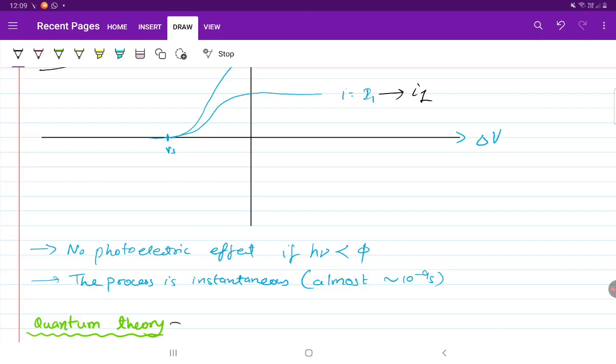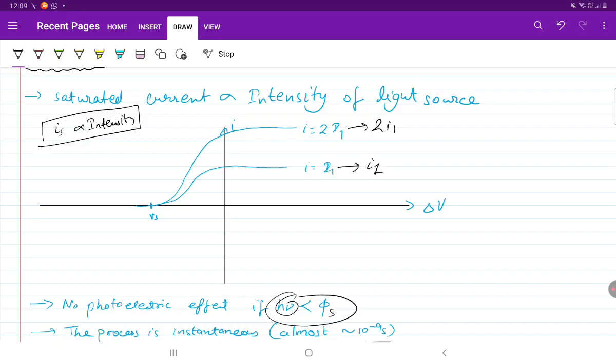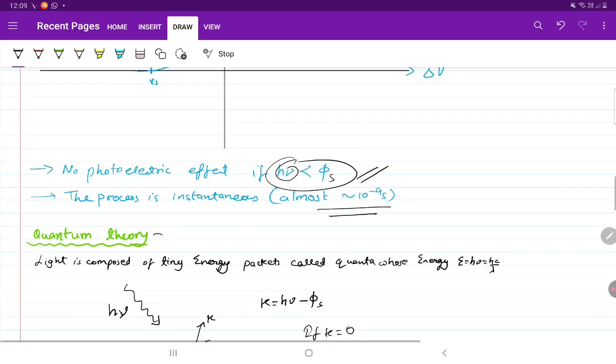Next, no photoelectric emission occurs if the value of h nu, which is the energy of one quantum, is less than the work function phi s. We'll be discussing the quanta in the later stages. This process is instantaneous, almost 10 to the power minus 9 seconds. So these three observations prove that light must exhibit particle nature, not wave nature. Okay. Now, what is this formula? This formula looks pretty interesting. Let us investigate.